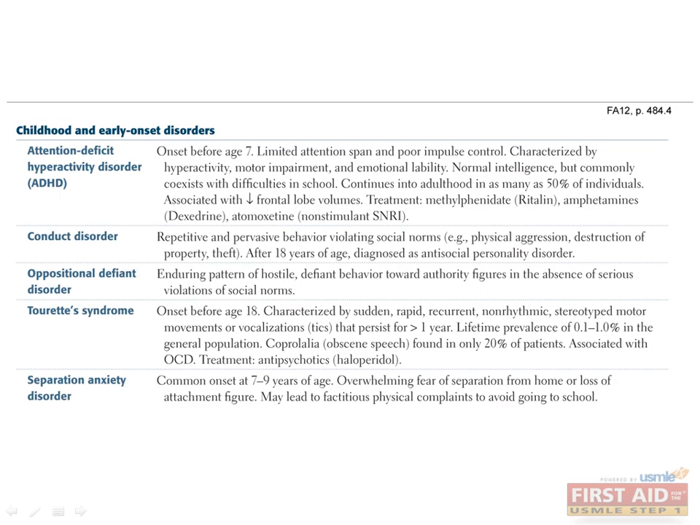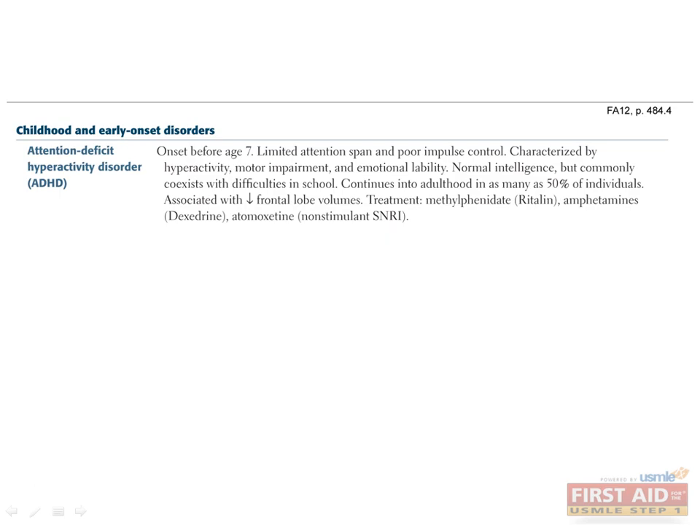Now let's discuss some childhood and early onset disorders. ADHD is characterized by a limited attention span and poor impulse control, as well as hyperactivity, motor impairment, and emotional lability. It has a normal age of onset of around 7 years. Children with ADHD often have normal intelligence, but commonly have difficulty in school. Up to 50% will continue to be affected as adults.